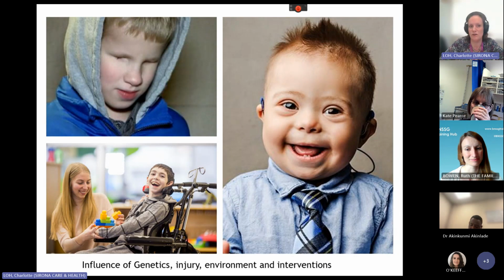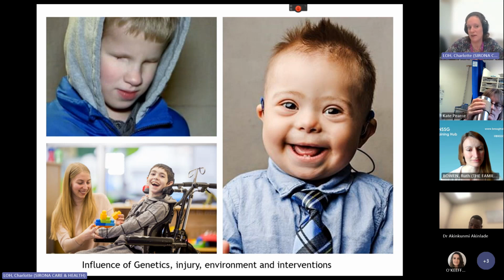So each one of them have got difficulties in more than one domain, but actually the path they take will be very different. The boy with cerebral palsy, shown here, it's unlikely that he will ever walk, looking at the level of support he needs for his neck and his age. So he will always be delayed in his gross motor skills.